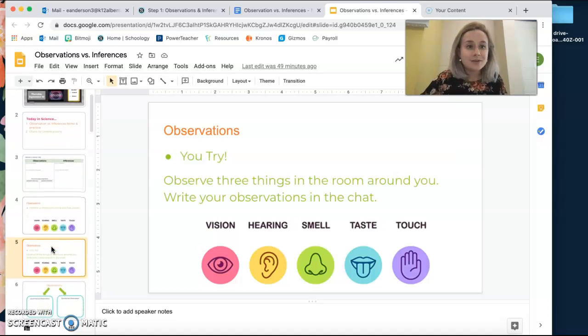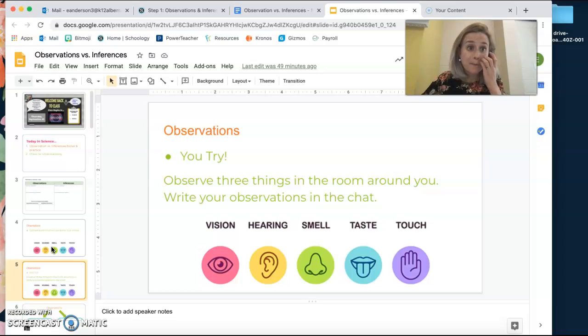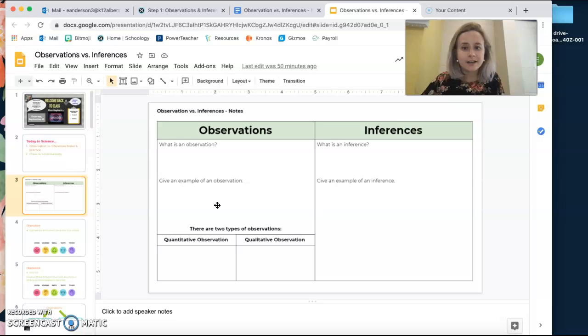Observe 3 things around you. So for example, I observe that I see lots of papers on my desk. You can't see it, but I see it. I hear the air conditioning around me. The air conditioning is on. And I smell my coffee because I have my coffee cup right here. I want you to make one observation about the room around you and write it right here.